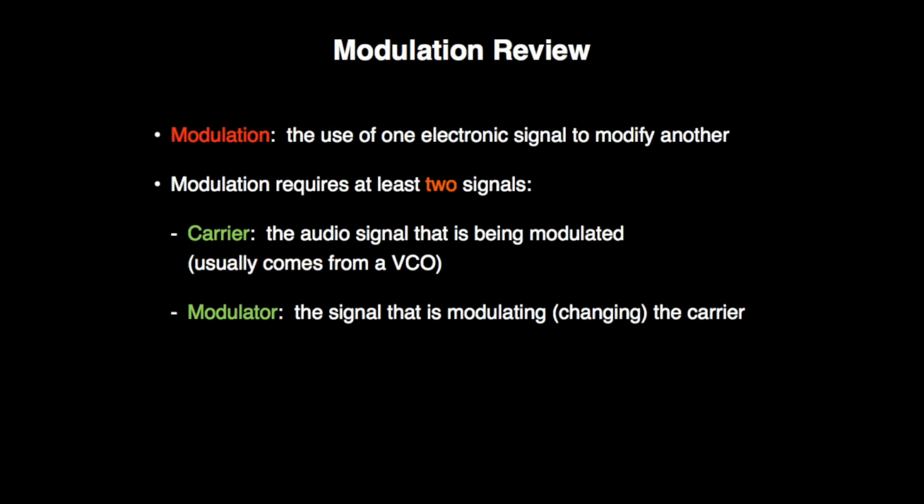So now let's review modulation. I know we're all familiar with this, but some of the ideas and terminology here will be important for our discussion of FM. So in modulation, we're using one electronic signal to modify another, and modulation typically requires at least 2 signals. One's called the carrier, and one's called the modulator. The carrier is the audio signal that's being modulated. This is usually coming from our VCO, so the signal that comes out of our VCO that's somehow being changed by some other wave.